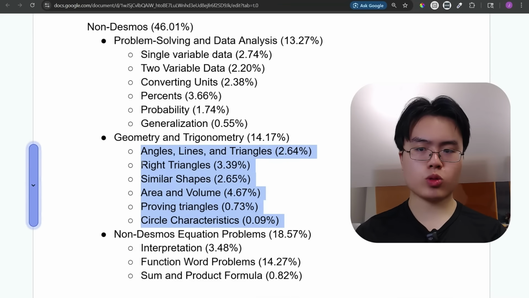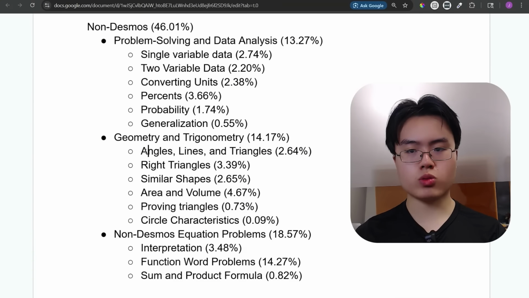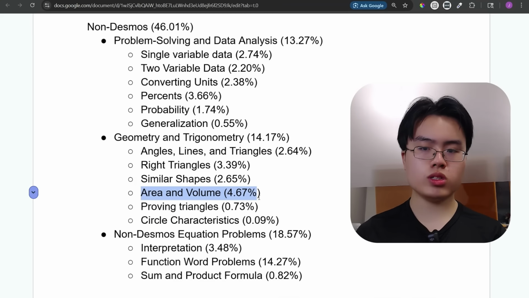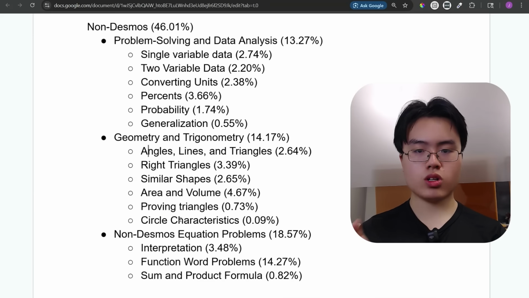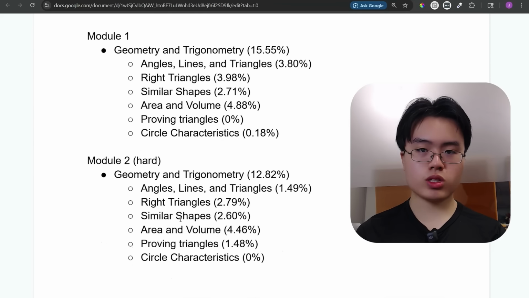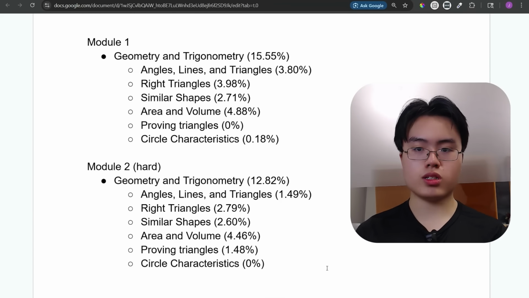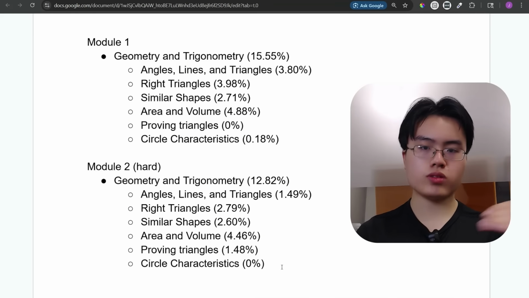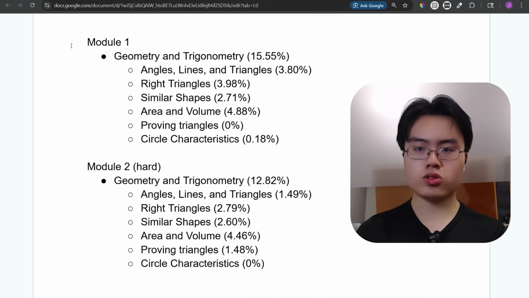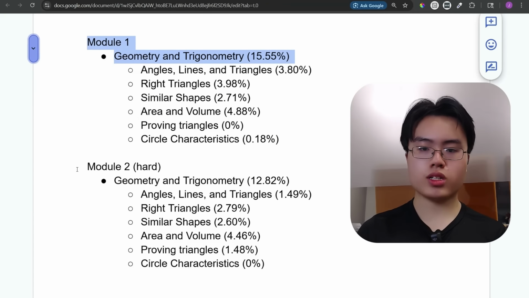And each of these types of questions builds off of the knowledge from the previous one. So to know area and volume, you need to know a bit of similar shapes and right triangles and angles, lines, and triangles questions. And in case you were curious, I think a lot of people would be interested in this, I also have the distributions of the types of questions between Module 1 and the hard second module.